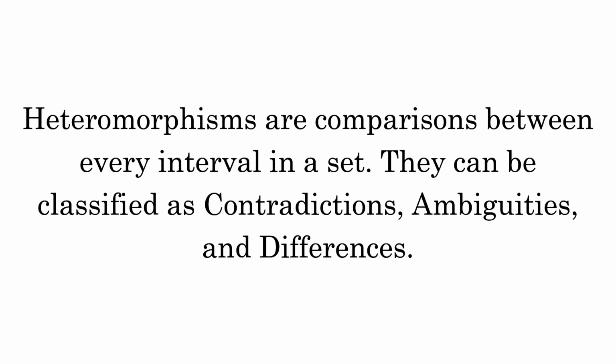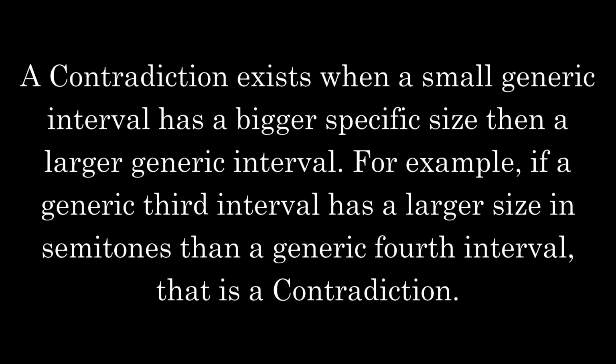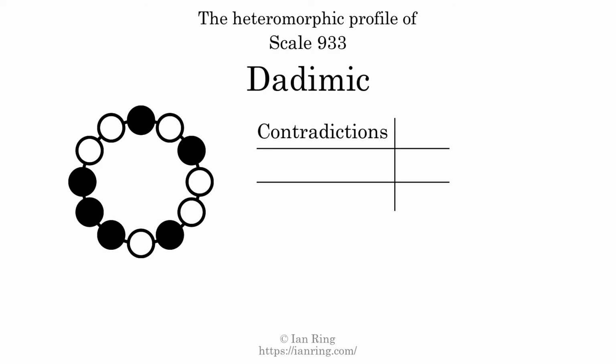They can be classified as contradictions, ambiguities, and differences. A contradiction exists when a small generic interval has a bigger specific size than a larger generic interval. For example, if a generic third interval has a larger size in semitones than a generic fourth interval, that is a contradiction. The number of contradictions in this scale is 10.